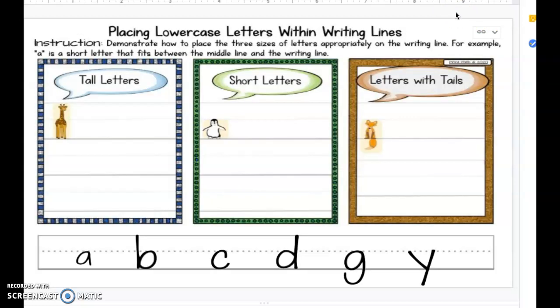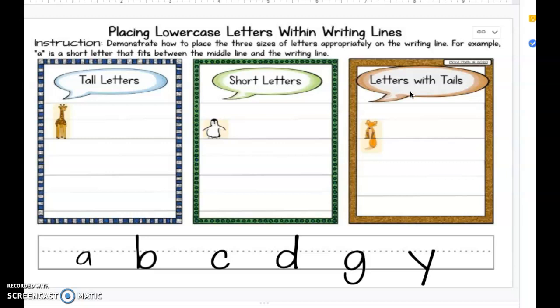Now we're practicing with our lowercase. So you can see right here, we have tall letters, short letters, and letters with a tail. So our tall letters would be letters that go all the way up to the top line and to the dotted line and the bottom line.